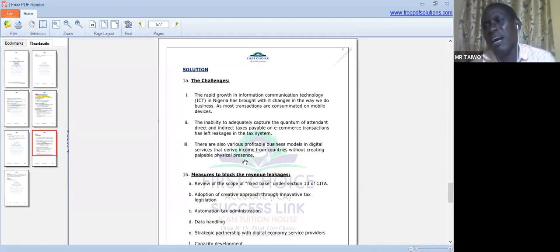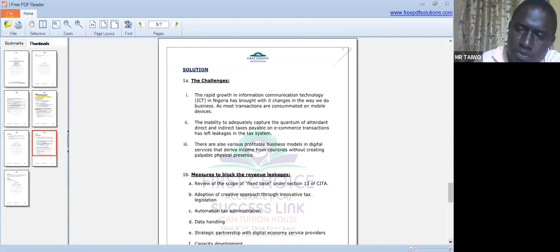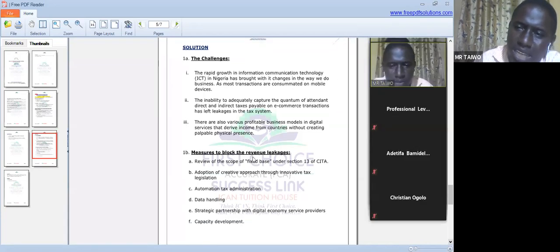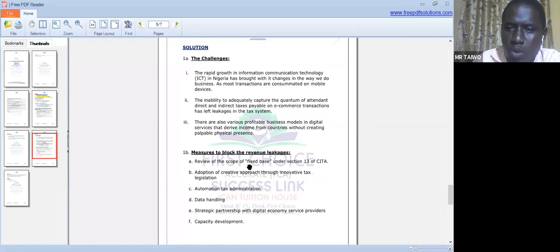These are the challenges you need to identify as affecting the tax authority in Nigeria. And what are the measures to plug these leakages? The measures are the ones I told you the other time. Review of the scope of fixed base, that's section 13. You should review it or expunge it from your tax laws. It's affecting us, it's preventing us from making our profit. And that was what the new finance bill was meant to attend to.